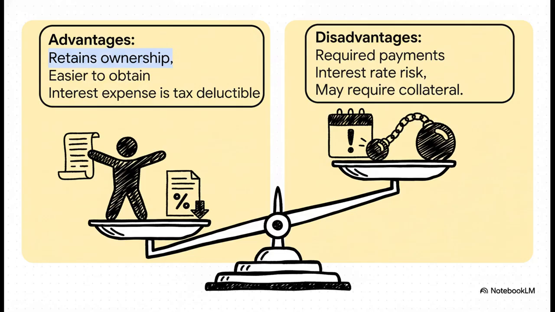So why would a company take on debt? Well, it's a classic trade-off. On the plus side, you get the cash you need without giving up any ownership of your company, unlike selling stock. Plus, the interest you pay is usually tax-deductible, which is a nice bonus. But there's always a but. The downside is you are now legally required to make those principal and interest payments, no excuses. And you're exposed to risks like interest rates going up, and you might even have to put up collateral. It's a balancing act between opportunity and risk.